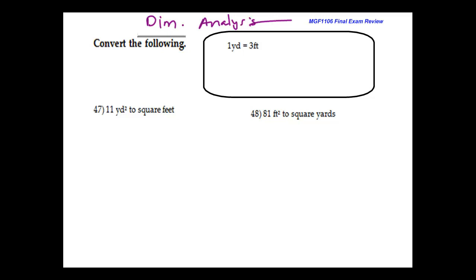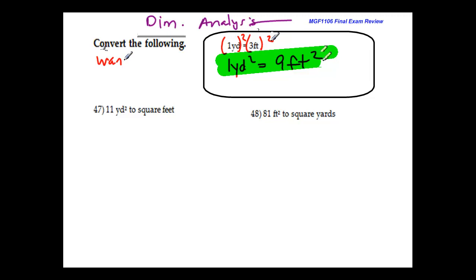47 and 48 are dealing with squared units, so having 1 yard equals 3 feet memorized, our next step is to square both sides. 1 squared is 1, 3 squared is 9. This is my conversion factor, no matter what technique I'm using, that I will use. Remember, when we are dealing with dimensional analysis, what we want, we put in the numerator. What we want to get rid of, we put in the denominator. So starting with 47, we have 11 yards squared.